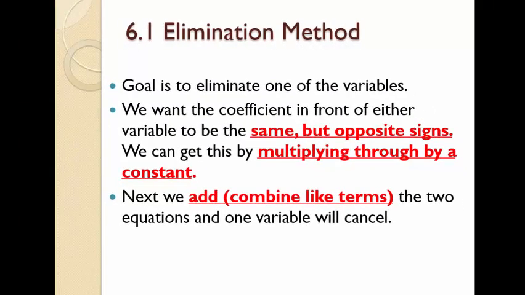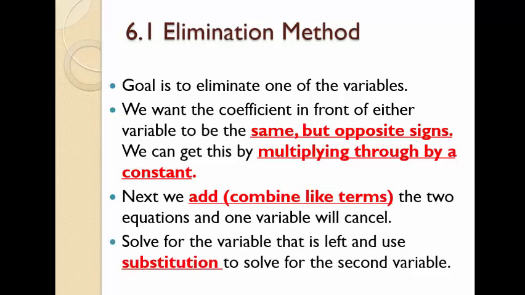Next, we add the two equations, combining like terms, and by doing that, one variable will cancel. Lastly, we solve for the variable that is left and use substitution to get the second variable.